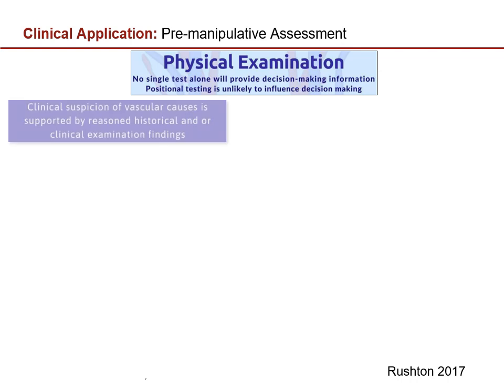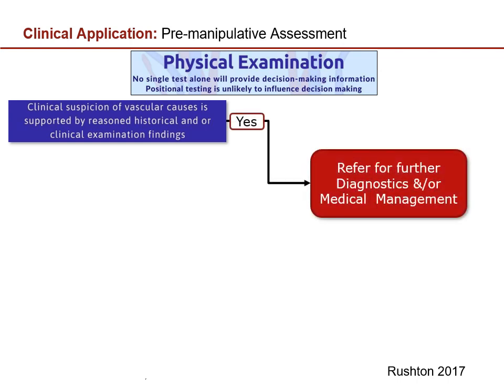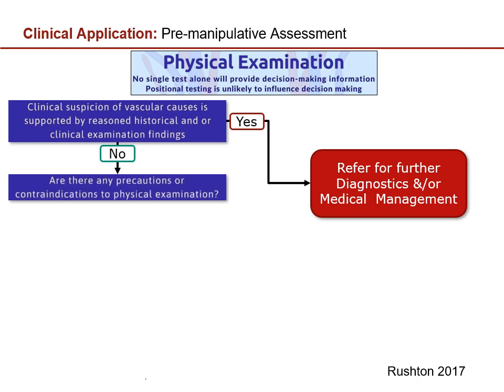Okay, so then what does the physical exam element consider? And you're going to go through the same sequence and mental steps as you did with the cervical. After my questioning, is there suspicion of vascular and or, in this case, visceral causes supported by the reasoned historical and or clinical exam findings, or that is to say, though you may not have yet gone through the clinical exam, certainly through the patient history. If yes, referring for further medical management and workup.